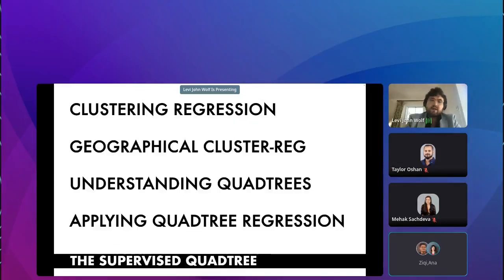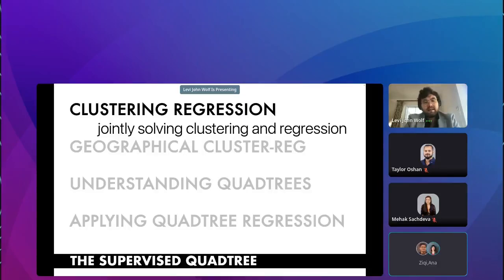To do that, I need to talk a little bit about what clustering regression is, and then how it's applied in geographical problems. I'm proposing that quadtrees provide us with a better kind of algorithmic data structure for us to build good clustering regression. And I'm going to show you, if I have time, some of the results that can come out of a clustering regression approach, like a quadtree regression.